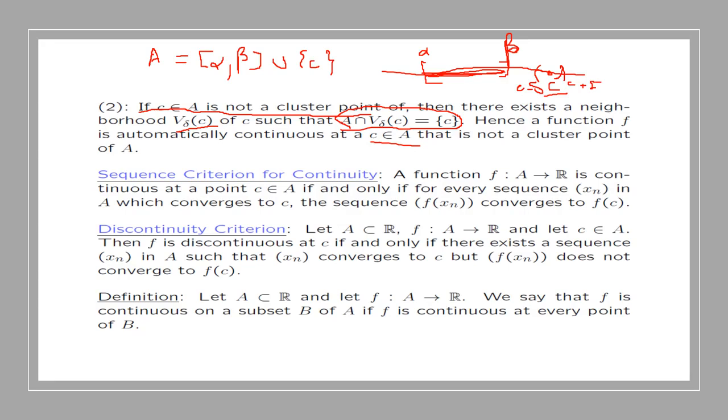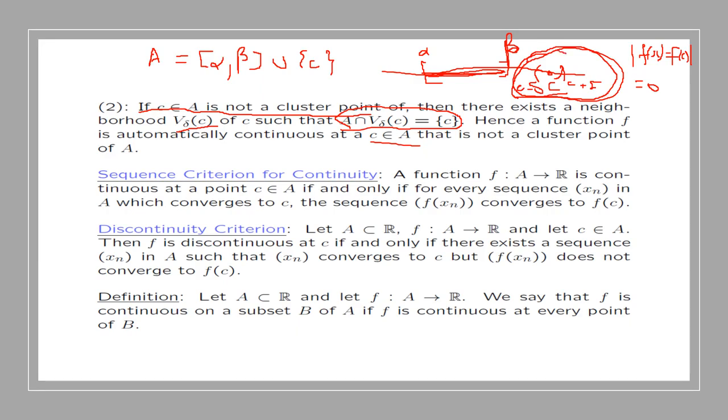Now you see, if you pick an element of X which lies in this neighborhood, there's only one element, which is C. So the distance between f of X and f of C will be 0, provided X is in A intersected with this neighborhood, because the intersection of A and this neighborhood is only the single point C.